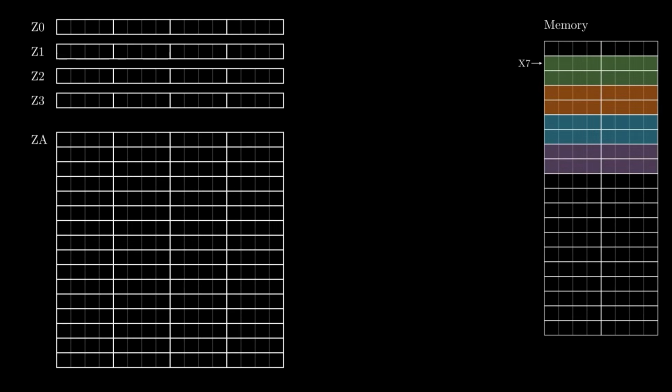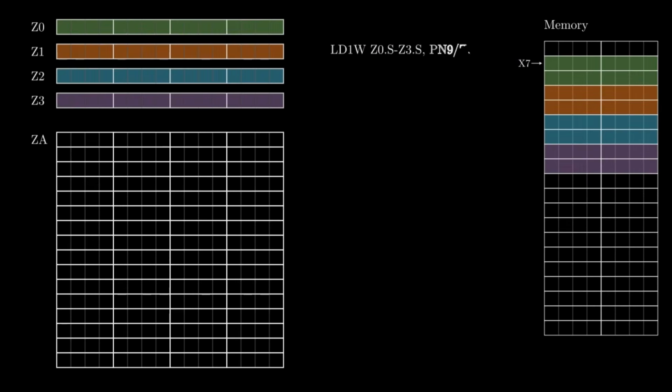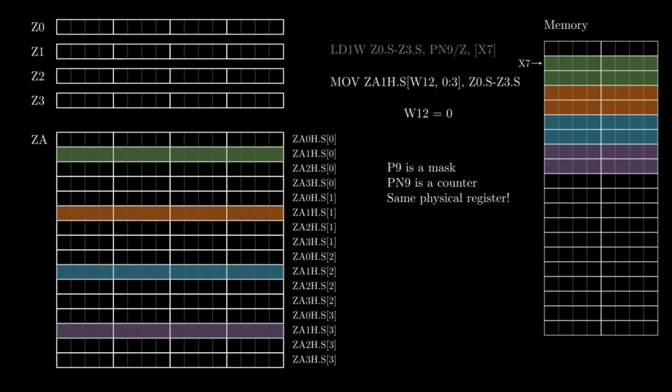Now let's look at 32-bit word access to the ZA tile. In this example, we will load 4 Z registers in one instruction. Notice the PN9 here. This is the same register as P9, but the N means that it is treated as a counter instead of a mask. More on this later. Now we can fill 4 rows of the ZA tile at once. The S means that we are accessing 32-bit word-sized elements. Recall that tiles are interleaved in the ZA storage.